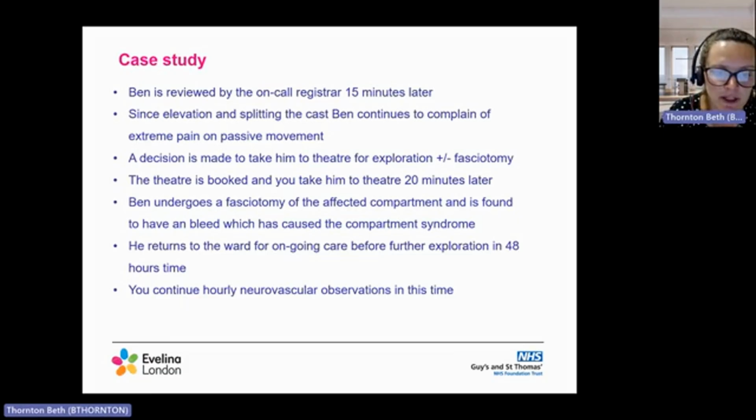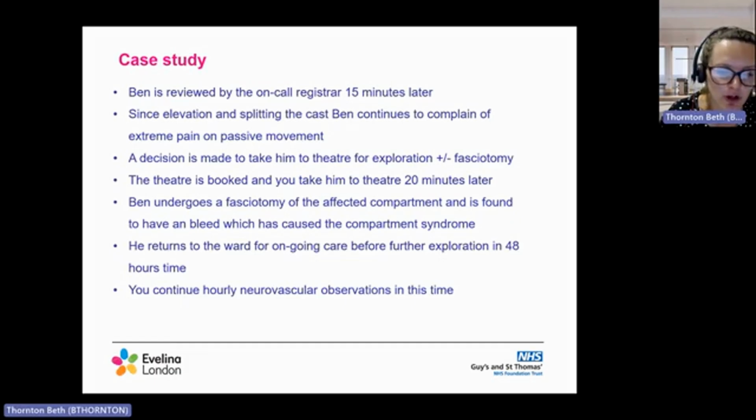He undergoes a fasciotomy of the affected compartment and it is found he's got a bleed inside, which has caused the compartment syndrome. So that's why splitting the cast didn't help, because it wasn't the restrictive dressing and cast that caused it. He actually had an intracompartmental bleed, which is what caused the raised pressure.